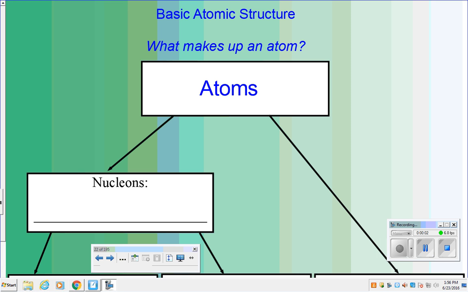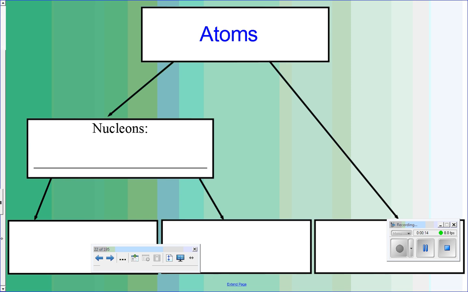Today we're going to talk about basic nuclear structure and what actually makes up the atom. So atoms contain two general regions, if you will. One region is the nucleus, which has nucleons in it, and that's another word for nuclear particles.